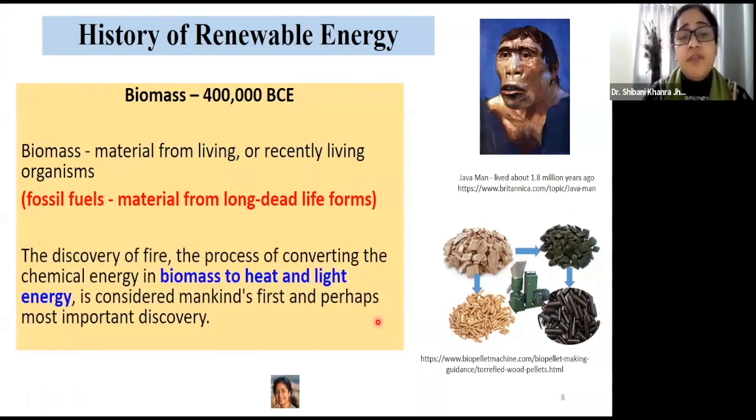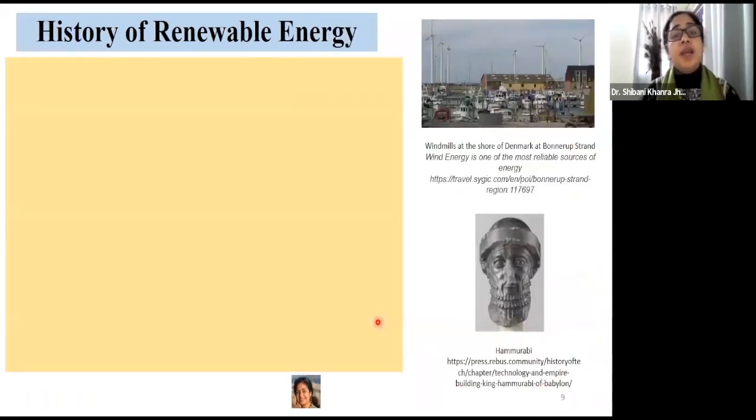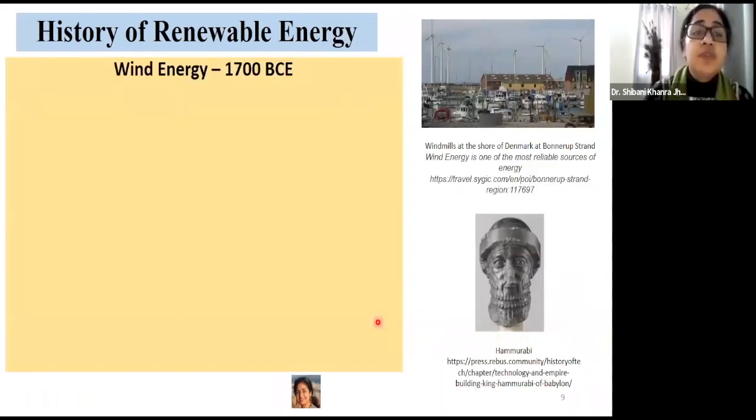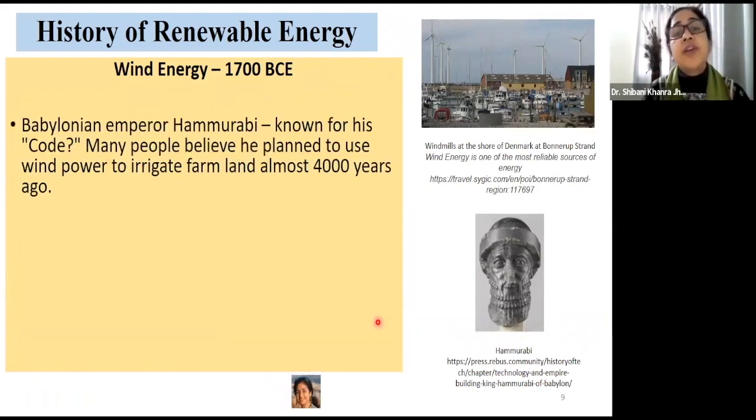Now, the discovery of fire, the process of converting the chemical energy in biomass to heat and light, is one of mankind's first and perhaps most important discoveries, as we know. Looking at another form of energy, which is wind energy, this is also a quite old form of renewable energy, credited to 1700 BC.